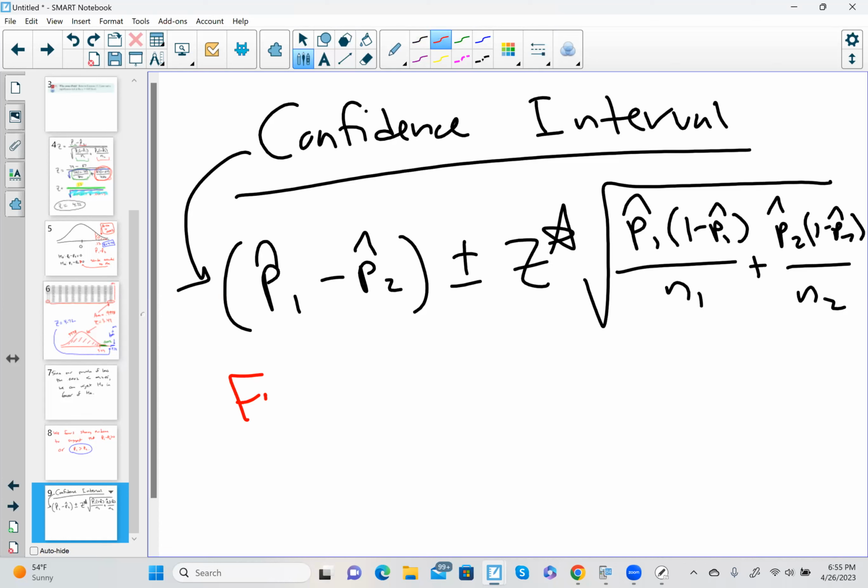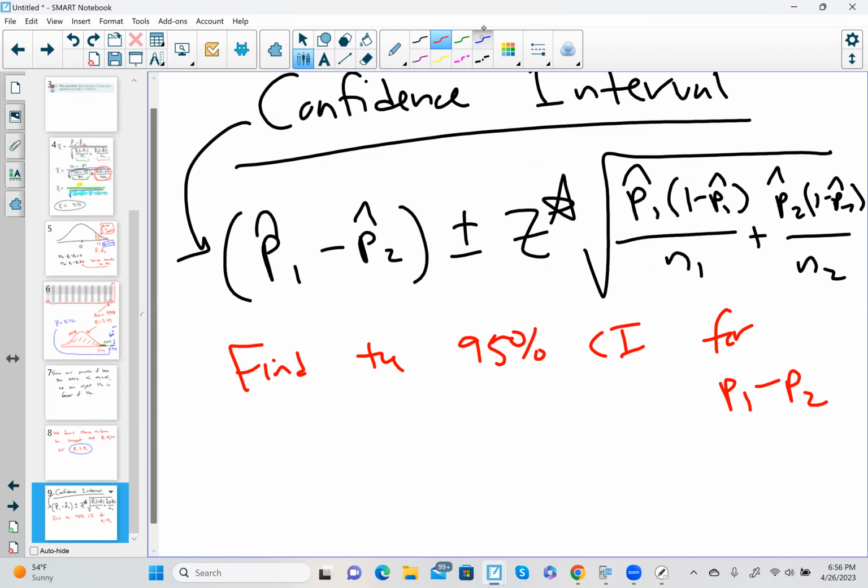Okay. So you could be posed a question something like this. Someone could say, find the 95% confidence interval for P1 minus P2, for the difference in proportions. So this looks very intimidating. Let's do the math and see what happens. So P1 minus P2, so that's 0.79 minus 0.67 plus or minus Z star. I'm going to leave that blank for a second because we'll come back to that, how you get that.